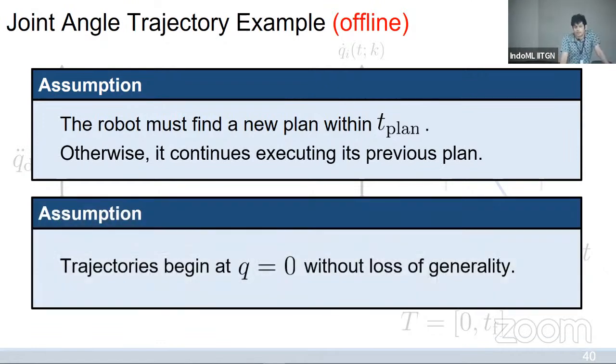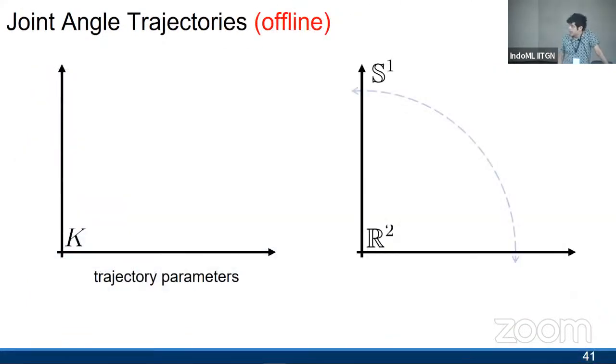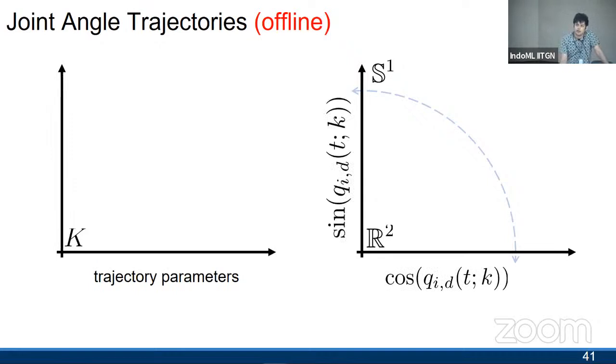The last thing I'm going to do is assume that my coordinate system always starts at q equals 0. I can always do a change of coordinates to make that so. That's simply a choice I can make. Okay, so now I go back to my trajectory parameter space. And over here on the right-hand side, I'm going to plot the cosine and sine of these trajectories as a function of time. So if I give you a particular trajectory parameter, I'll start here on the right-hand side at 1, 0, because of that assumption that I'm always starting everything at 1, 0.